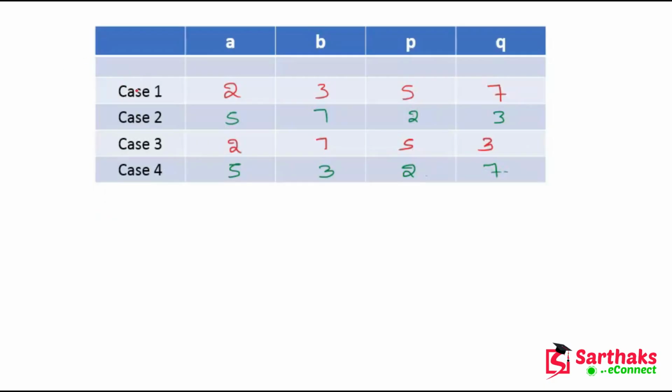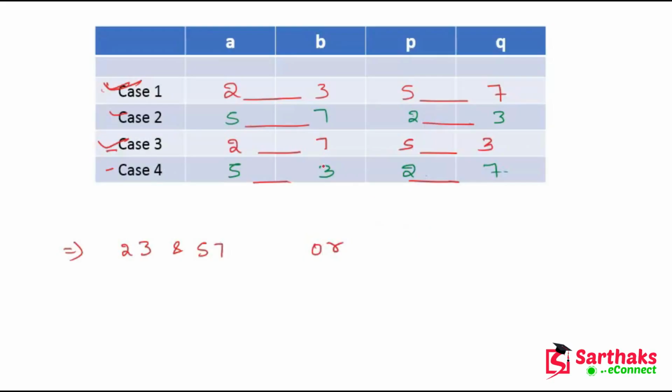Now if you observe this, case 1 and case 2 are approximately similar, because here is 23 and 57, here is 57 and 23. So they are the same cases. Now case 3 and case 4 are 27 and 53, and 53 and 27. This is similar. So the important cases are case 1 and case 3. So here the numbers are 23 and 57, or 27 and 53. So these are the two cases we have.